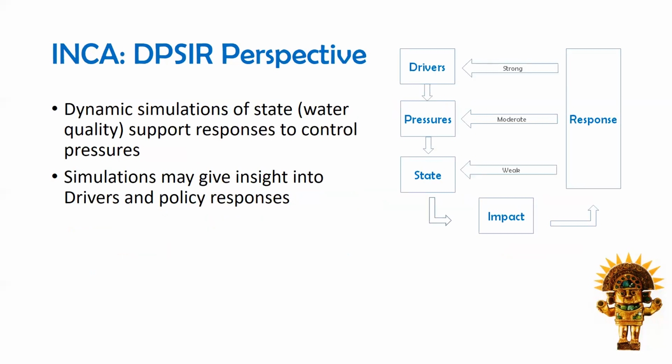So I'd like to just try and contextualize INCA and other water quality models from a DPSIR perspective. Models like INCA provide dynamic simulations of state, specifically water quality in rivers and lakes. And one rationale for doing these dynamic simulations is to support both the design and the assessment of responses to control pressures. The simulations may also give insight into drivers and possible policy responses. But the goal of the model is very much to try and give additional insight so as policy responses can be evaluated and assessed.